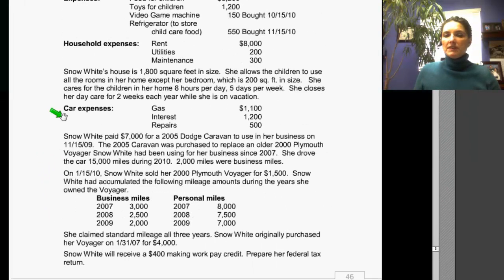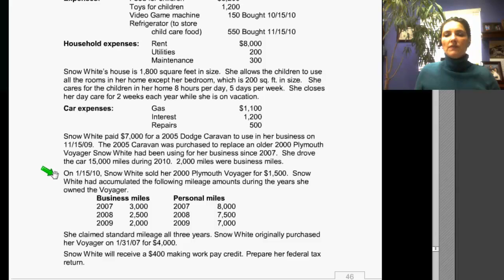She had the following car expenses: gas of $1,100, interest of $1,200, and repairs of $500. Snow White paid $7,000 for a 2005 Dodge Caravan to use in her business on 11/15 of 2009. The 2005 Caravan was purchased to replace her older 2000 Plymouth Voyager. Snow White had been using that old Voyager for her business since 2007. She drove the car 15,000 miles during 2010, and 2,000 were business miles. On 1/15 of 2010, Snow White sold her 2000 Plymouth Voyager for $1,500.